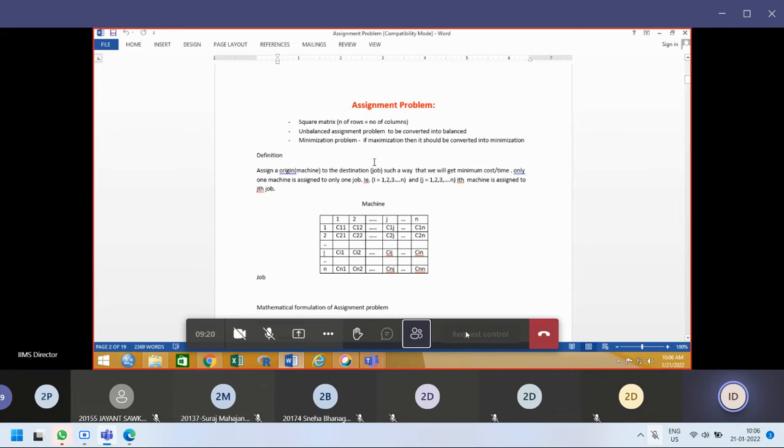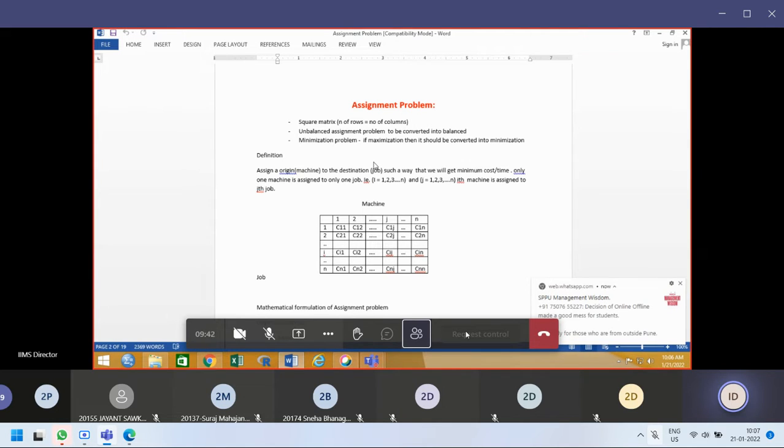Otherwise, if the problem mentions that it is a minimization problem, then as it is we have to solve. If they mention that the given problem is maximization, then we have to convert it to a minimization problem, and that conversion process I will tell you.